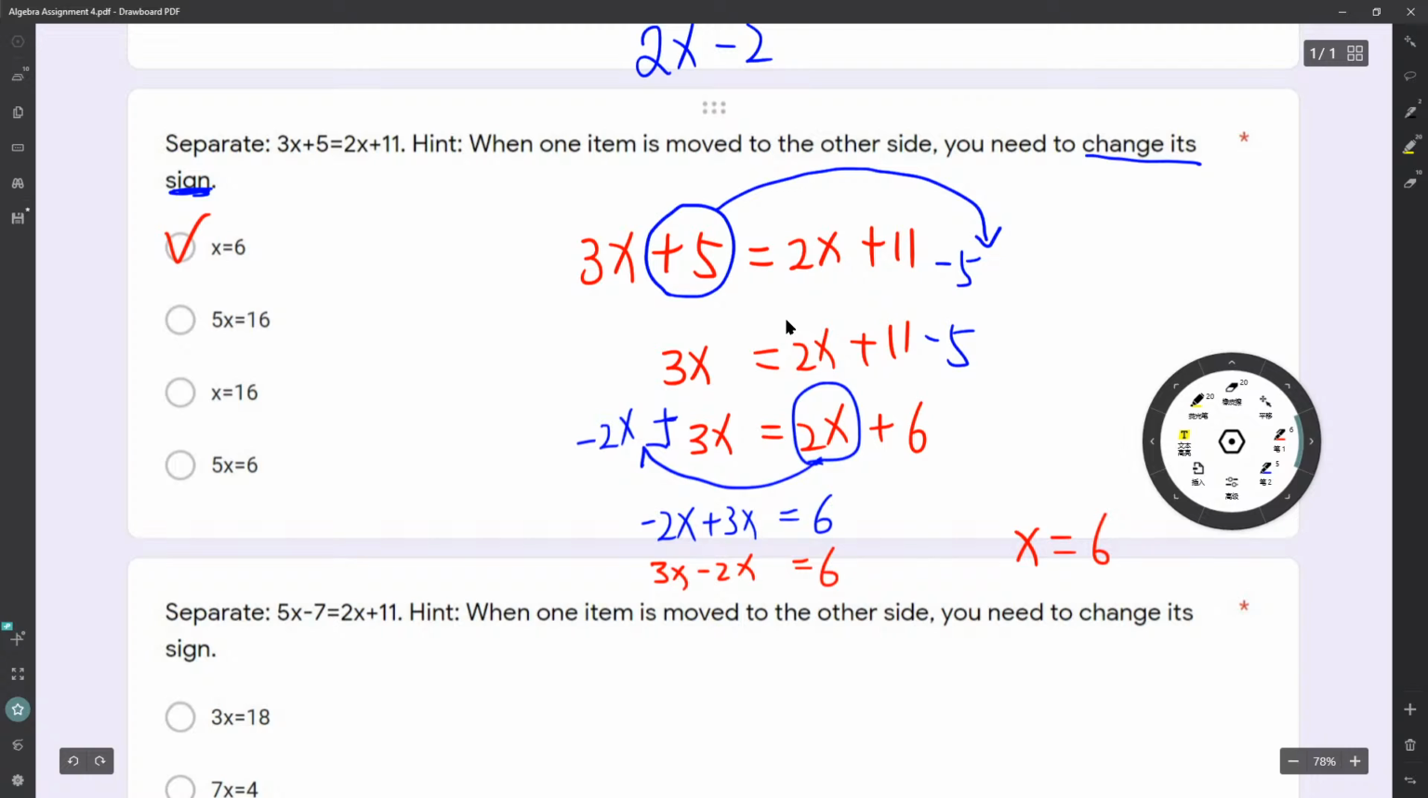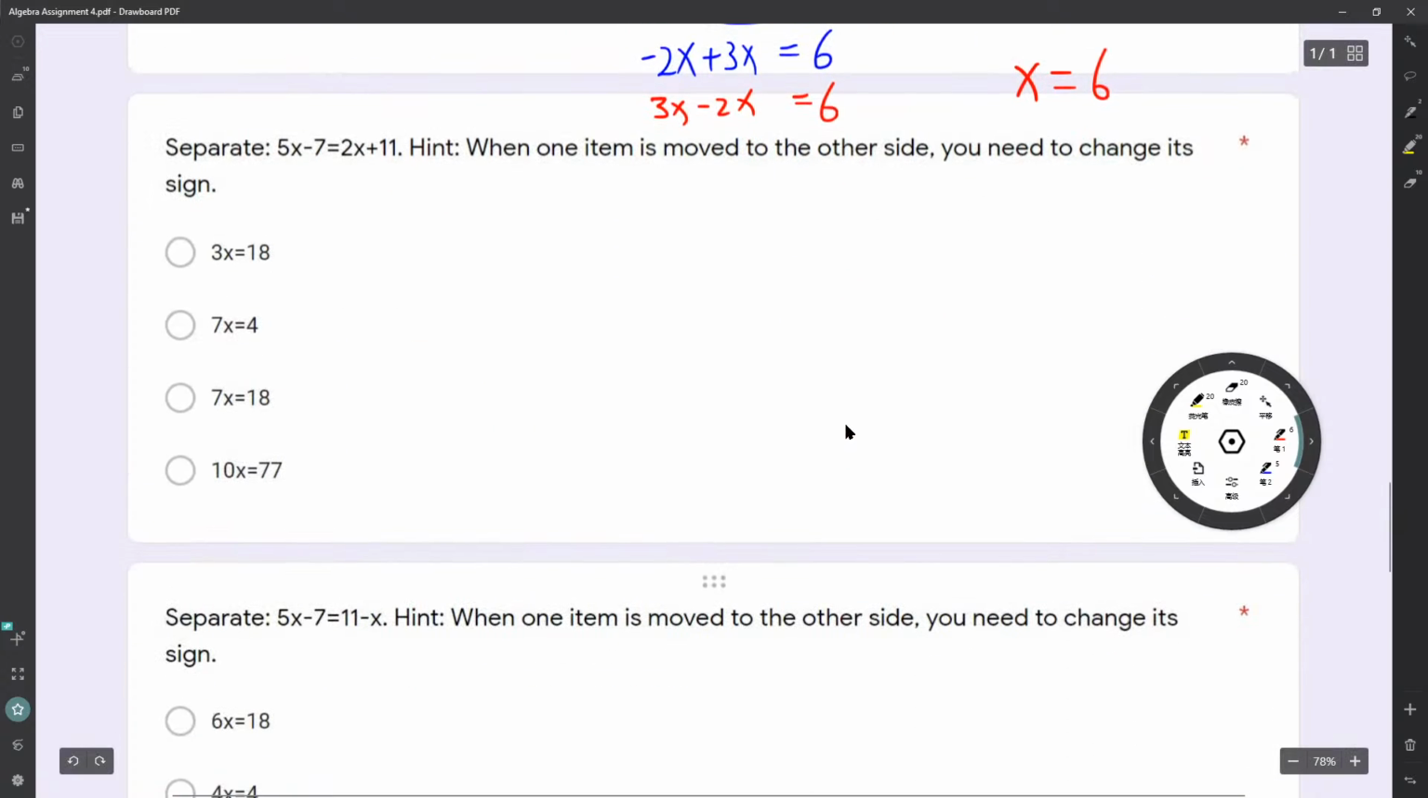So what we did here, we did the separate. We moved this number to this side, and then we moved the x to the other side. And then we further simplify, we can find out the answer. Next one.